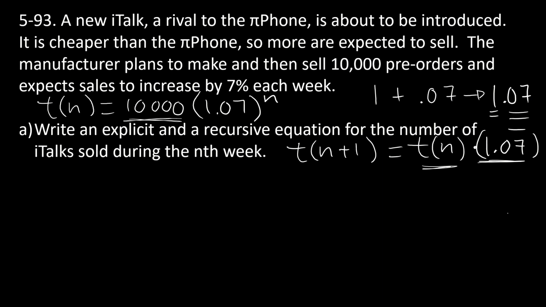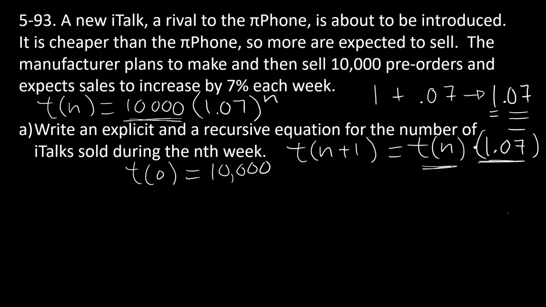Now that's not enough. The other thing that I need to include for the recursive definition is the 0th week, T of 0, the one before the one I write down in my sequence, my pre-orders, is 10,000 phones. Those two things together are the recursive definition. Where do I start and how do I move forward? And the top thing that we wrote down is our explicit rule.